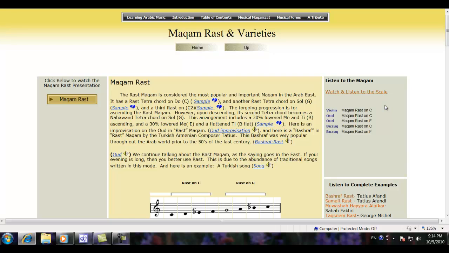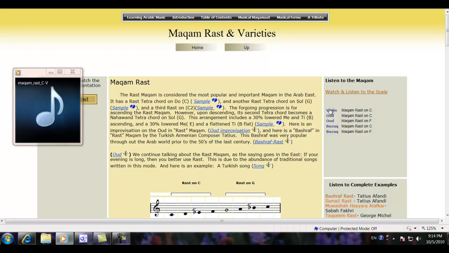Here you have examples of what the maqam sounds like on a different instrument, on the violin for example. On the oud. Or on the piano, for example.